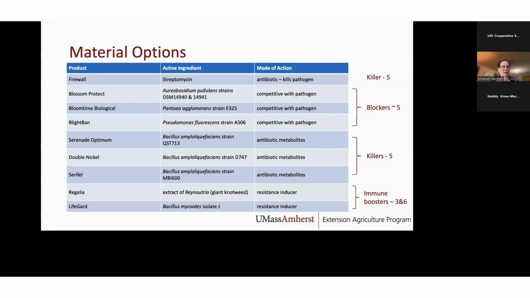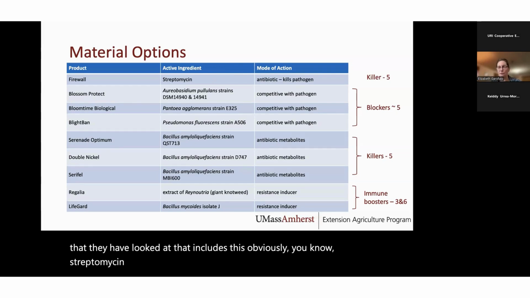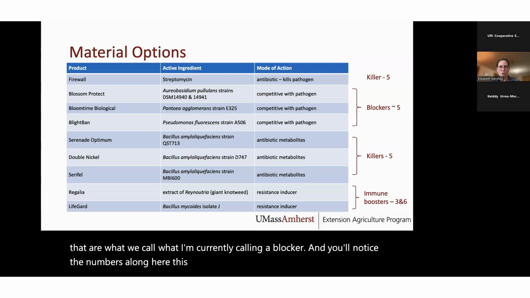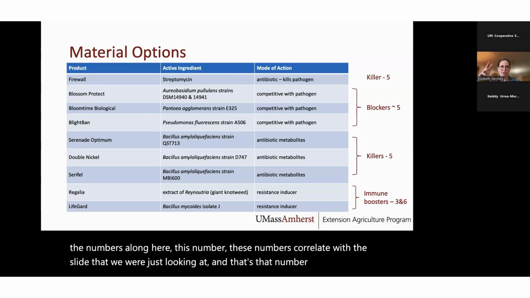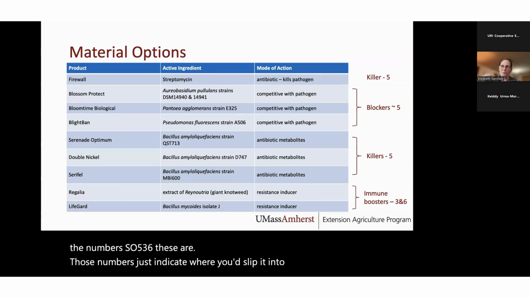So again, this is from Anna Wallace and Carrot Cox, just a list of materials that they have looked at. Obviously, streptomycin outright kills the bacterium. We have a handful of materials that are what I'm currently calling a blocker. And you'll notice the numbers along here. These numbers correlate with the slide that we were just looking at, that management by the numbers. So 5s, 3s, 6. These numbers just indicate where you slip it into your management program.